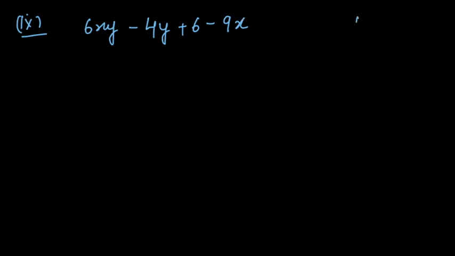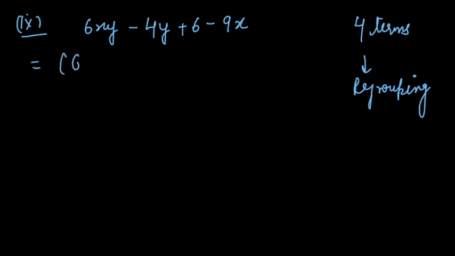Now the ninth part, which is 6xy minus 4y plus 6 minus 9x. Okay, so again, you see there are four terms. So I will clearly use regrouping, which is also called a rearrangement of terms. Again we will try. If I put the first two terms, which are 6xy minus 4y, in one bracket, plus I take 6 minus 9x in the second bracket.